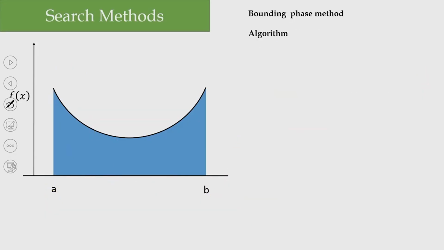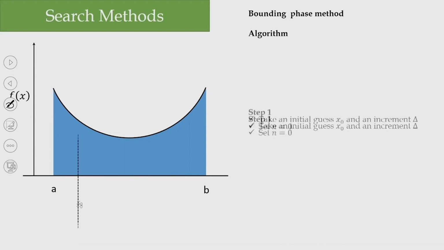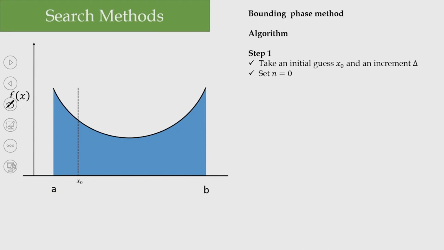The other one is the bounding phase method. In this method, we are not considering an upper bound and lower bound. In this case, we are starting our algorithm from x naught, and x naught is a point between our upper bound and lower bound. Now, set n equal to 0. So, n equal to 0 means I am telling x n, so I am getting x 0.